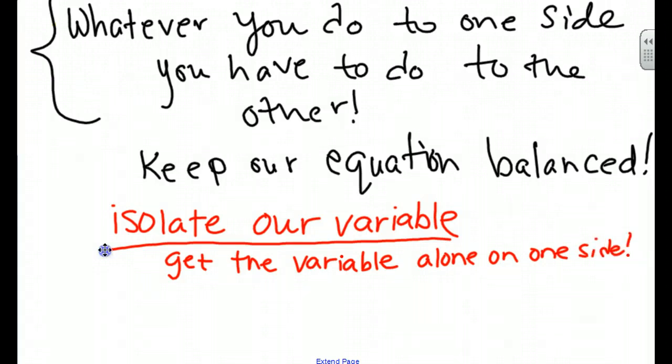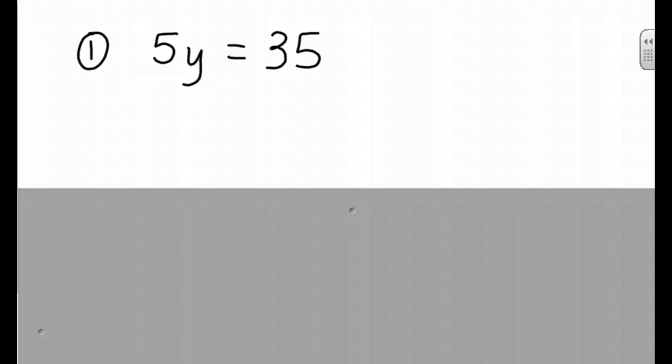All right, so let's start with our first example. In our first example, we have 5y equals 35. So I want to get this variable alone. I want to isolate my y on this side of the equal sign. So how we're going to do that is we're going to undo the operation that we have going on this side. This means 5 times y equals 35.